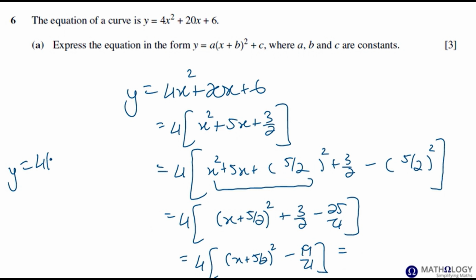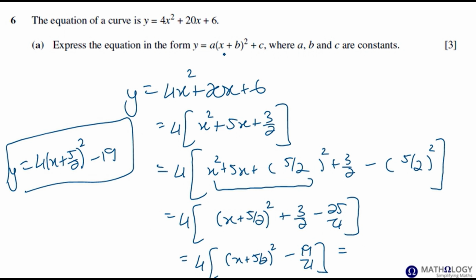Y equals 4 times x plus 5 over 2 all squared minus 19. And this is now in the required form. So comparing it to this, A is 4, B is 5 over 2, C is minus 19.